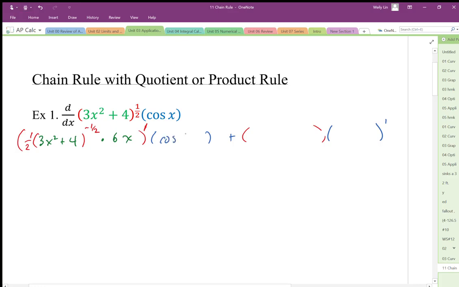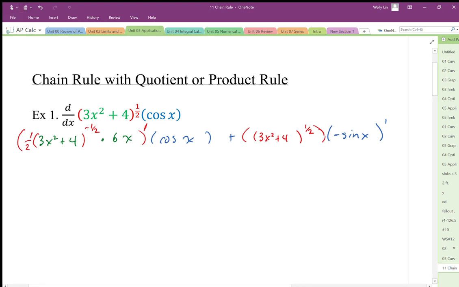This is going to be cos x. Okay, the derivative of cos is going to be negative sine x here. And here, the original function, I don't change anything, so I'm going to end up with 3x squared plus 4 to the power 1/2. So there it is. So within the product rule, where I differentiated an embedded function, I applied chain, but that's it. So now I'm done. There's my derivative. I'm not quite done, but I've done the derivative.